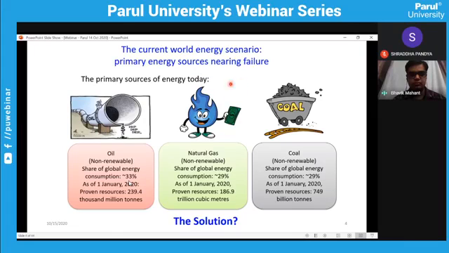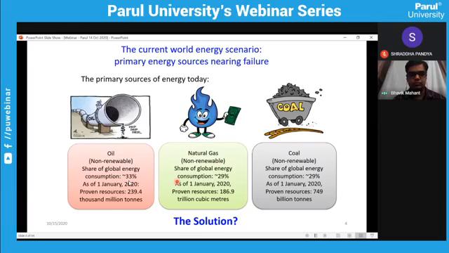You can see the current world energy scenario, which is what everyone talks about. You have also heard that petrol is going to go extinct in another 60, 70 years, maybe 100 years. Coal is going to go extinct in 50 to 60 years. Why? Because here you can see that 29% of global energy consumption comes from coal only, and we have only 749 billion tons of coal remaining. If you go for oil also, only 239.4 thousand million tons of oil is there, and natural gas, this is all the conventional natural gas. We have natural gas in unconventional forms also, like shale gas, oil sands, and coal bed methane.